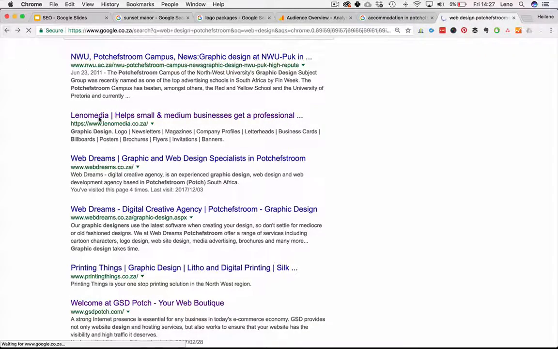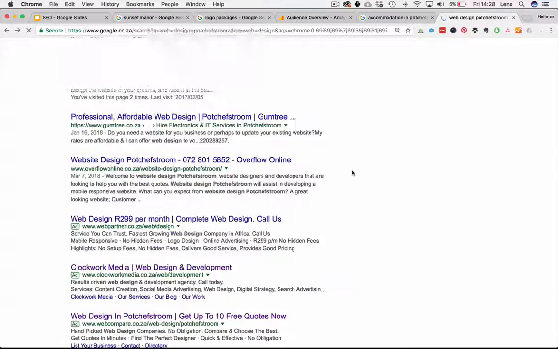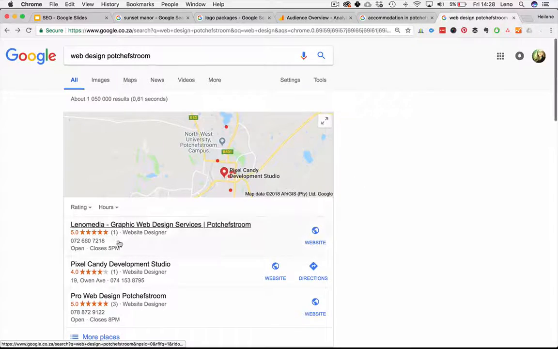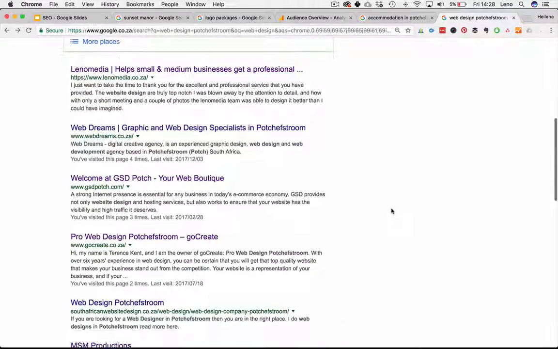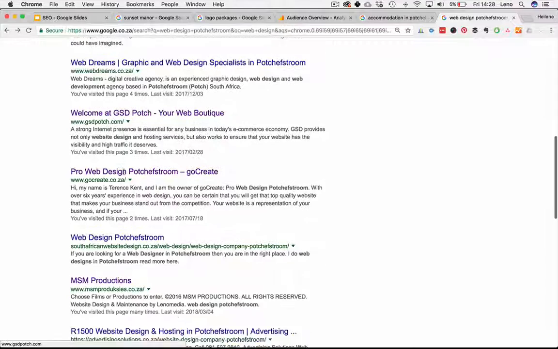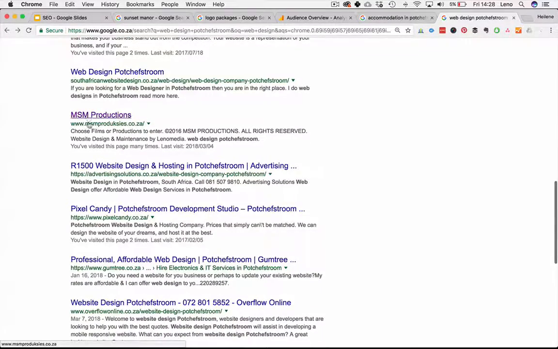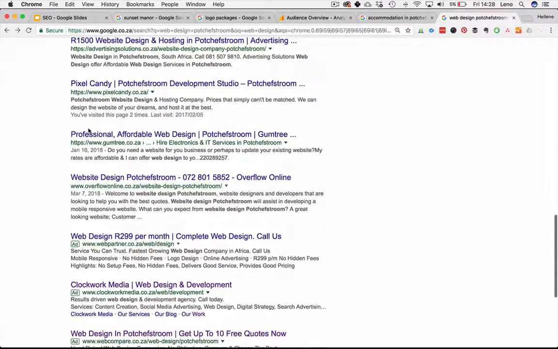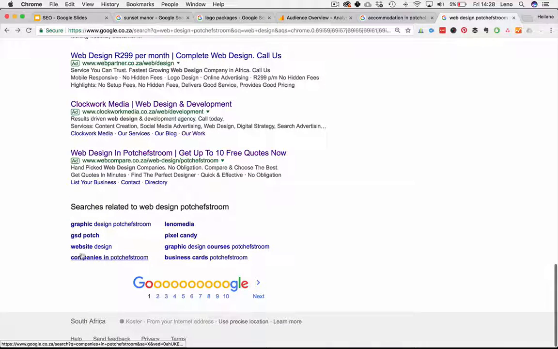Okay, same here. If I take a Google search to web design Potchefstroom, you'll also see us ranking first in map search, and then also ranking first in the Google search. And I'm sure we're ranking again somewhere in here. This is one of our websites as well. And here you see some advertising spots as well.